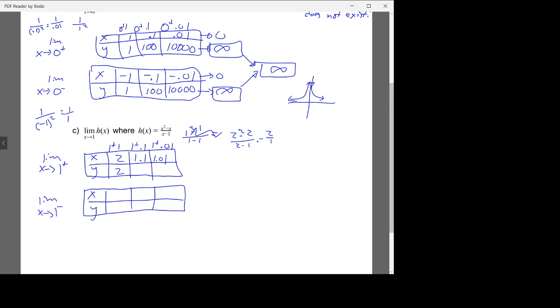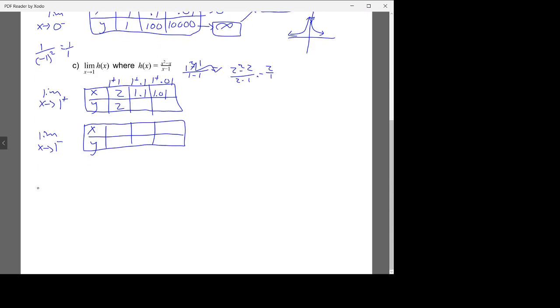1.1, plug that in. So room on the bottom here, fortunately. Let's try 1.1. So 1.1 squared minus 1.1 over 1.1 minus 1. You can see we plug it in a lot here. So that's 1.21 minus 1.1, and that's 0.11, over 0.1. So 1.1. And if you plug these other ones in, you'll see that you'll get the same thing.